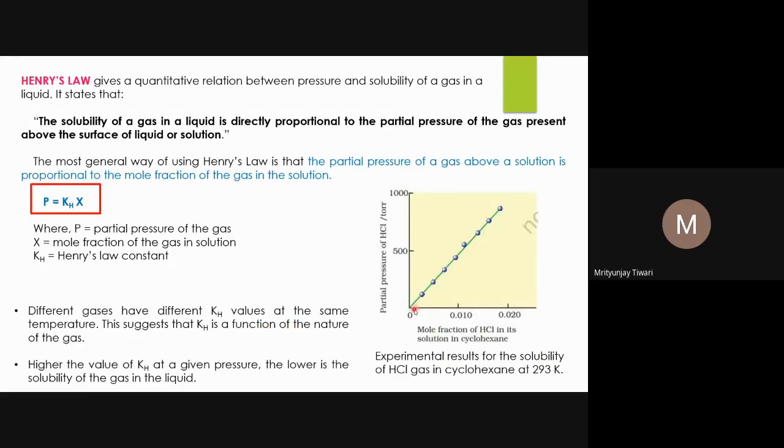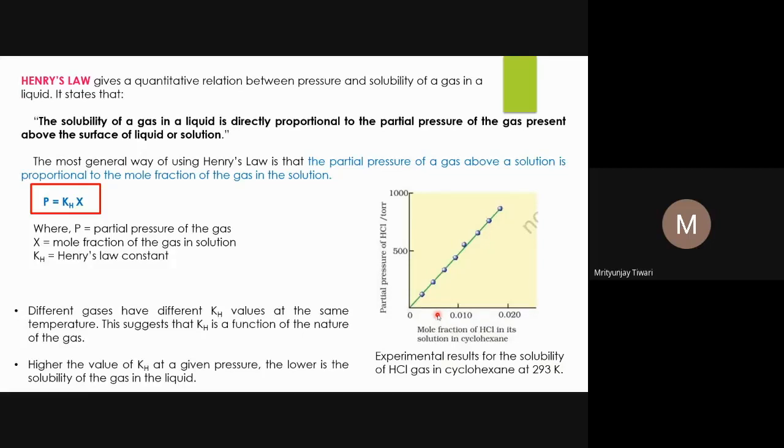Suppose there is another graph obtained for another gas. If that graph goes below this straight line, what does it mean? From this graph, what can you obtain? dP by dx. So if this is a straight line, you can also write P by x, and P by x is nothing but Kh. The slope gives us the value of the Henry's law constant. This partial pressure and mole fraction of gas we can measure through experiment, and based on that one can estimate the Henry's law constant for a particular gas.